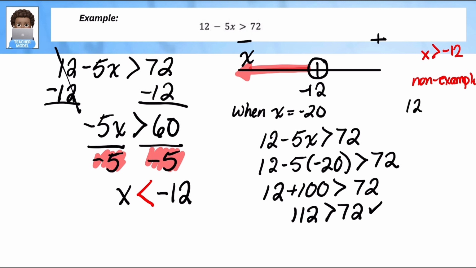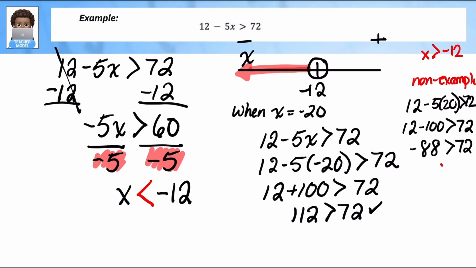You would have, I'm going to pick +20. 12 minus 5 times 20 is greater than 72. Okay, 12 minus 100 is greater than 72. -88 is greater than 72, and that would be incorrect. -88 is not greater than 72. So again, anytime you multiply by a negative number or divide by a negative number, then you will flip the sign. Hit pause and jot this down into your notes.